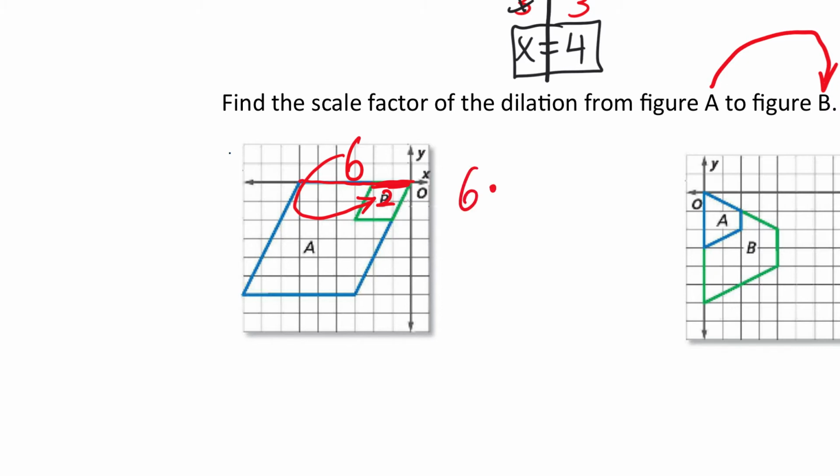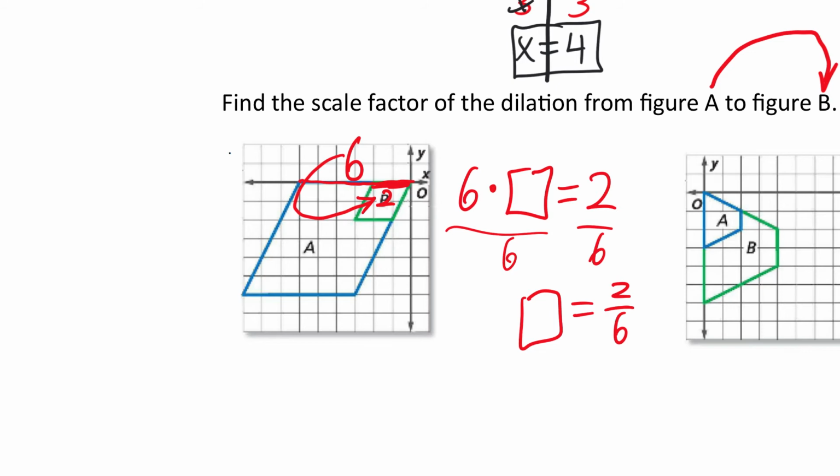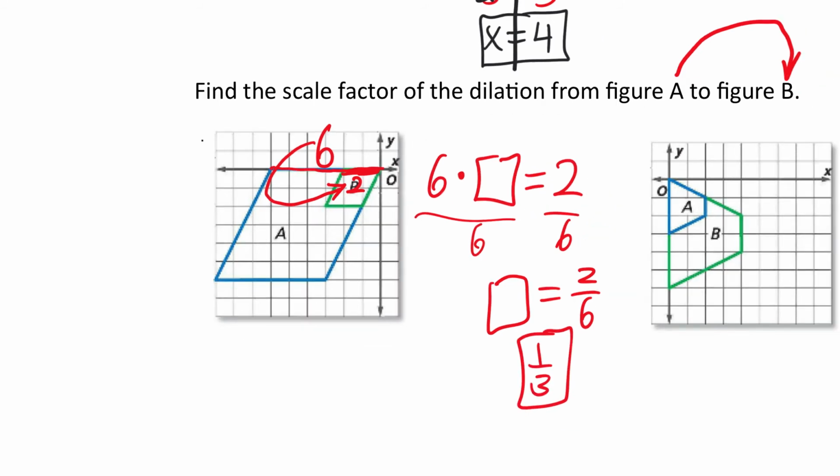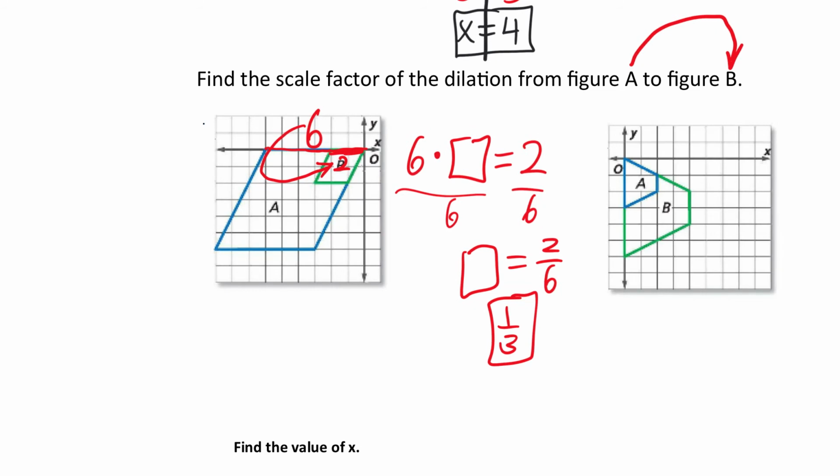Or you could think about it like this. 6 times something gives you 2, and you would just divide by 6. So that something gives you 2 over 6. Same thing. So it's 1/3. These are pretty easy.